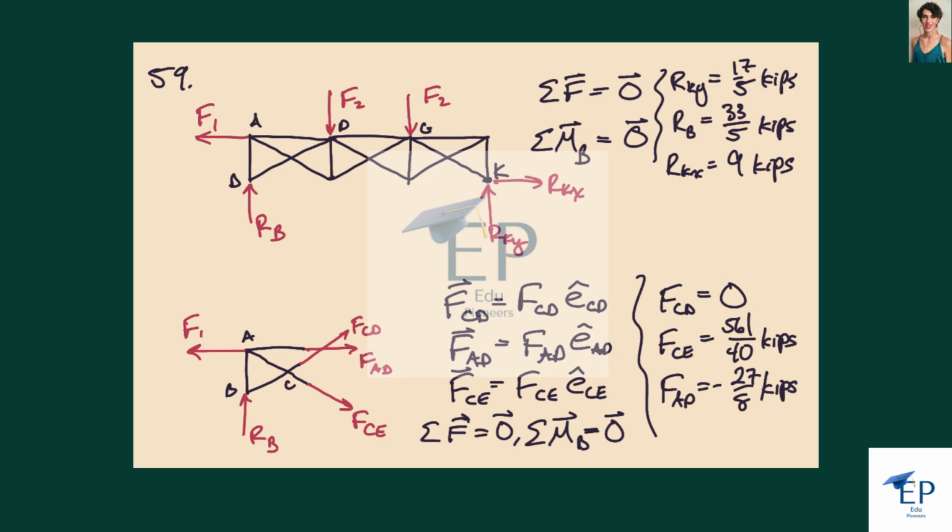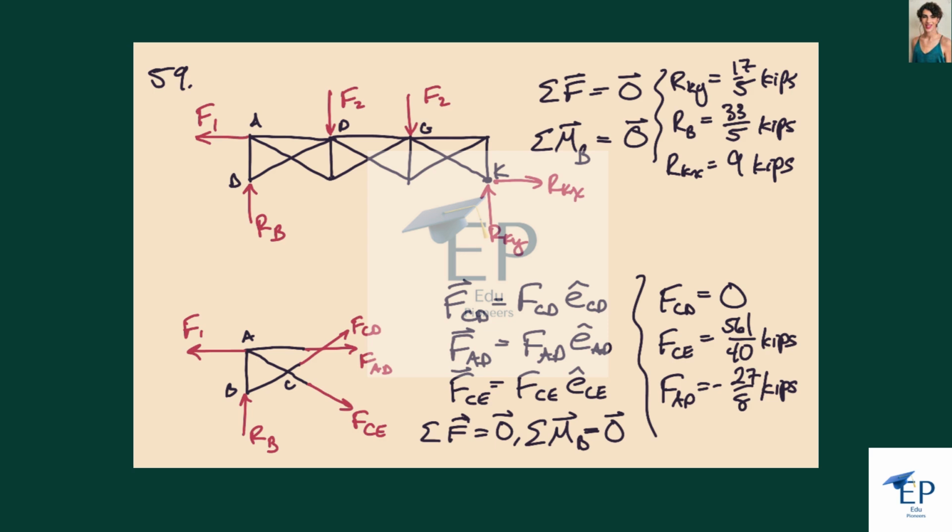In this problem, we have another truss. It looks like this. Really the only difference in this problem is that we now have a horizontal load acting on the truss as well as a couple of vertical loads. The horizontal load is 9 kips and the vertical loads are 5 kips each.